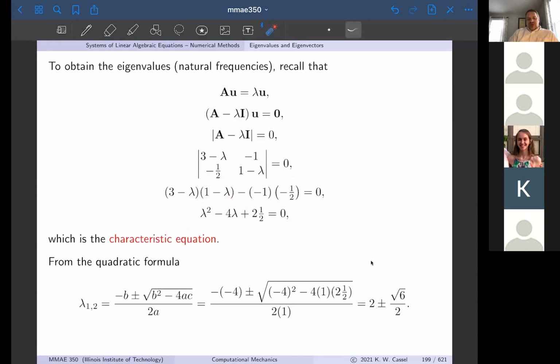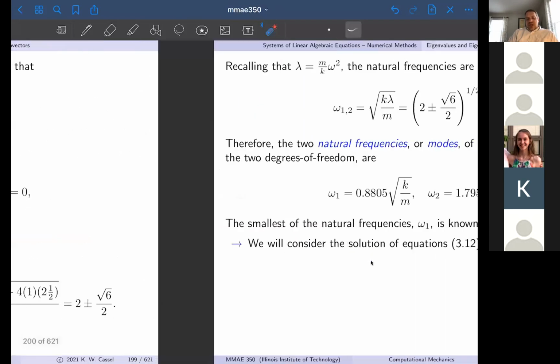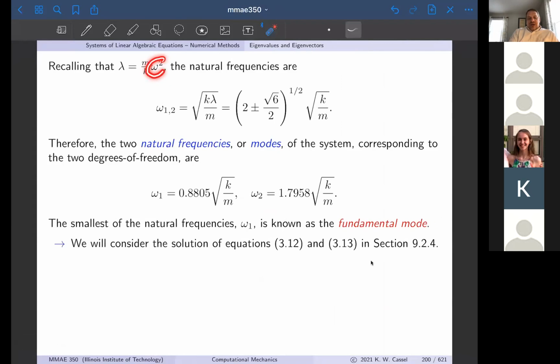It's a quadratic, so we can solve it using the quadratic formula, minus b plus or minus the square root of b squared minus 4ac, over 2a, which is this. And when you simplify that down, it becomes 2 plus or minus root 6 over 2. Again, how many natural frequencies are there? There are 2, because there are 2 natural modes of vibration of the system. And all of that is consistent with the fact that it's a 2x2 matrix with a second order characteristic equation.